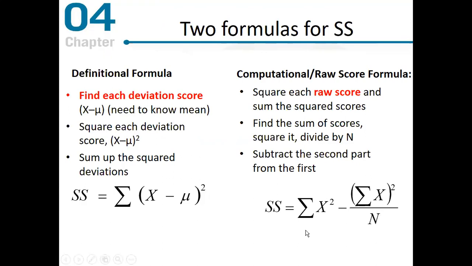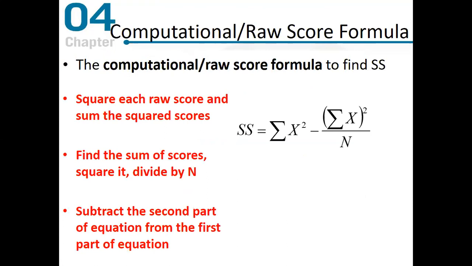And it's basically broken up into two chunks. The first part of the formula asks you to square every single raw score, and then add that up. The second part of the equation asks you to add up the raw scores and then square that total and divide by n, the sample size. You'll be subtracting the second part of the formula from the first part of the formula. If you haven't already printed out the formula sheet, jot this formula down so that you can do the next practice problem with us. Here we have the computational raw score formula.